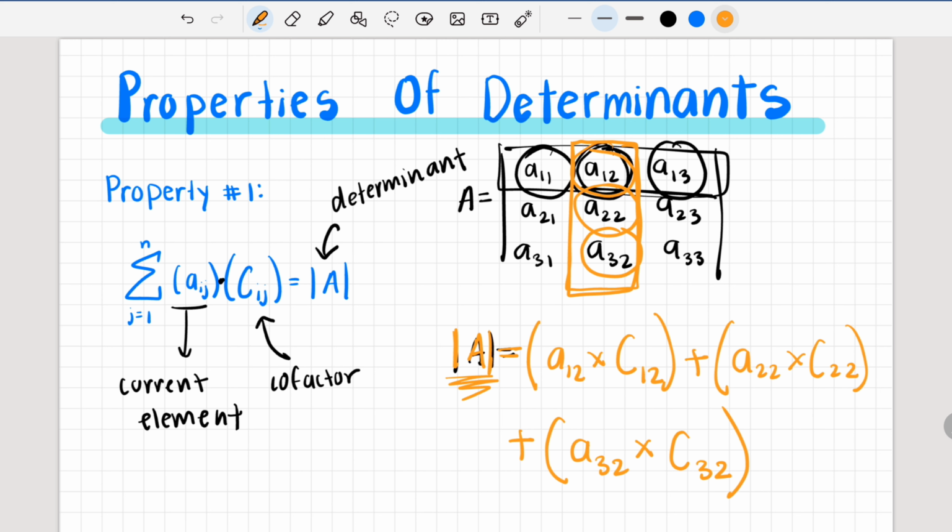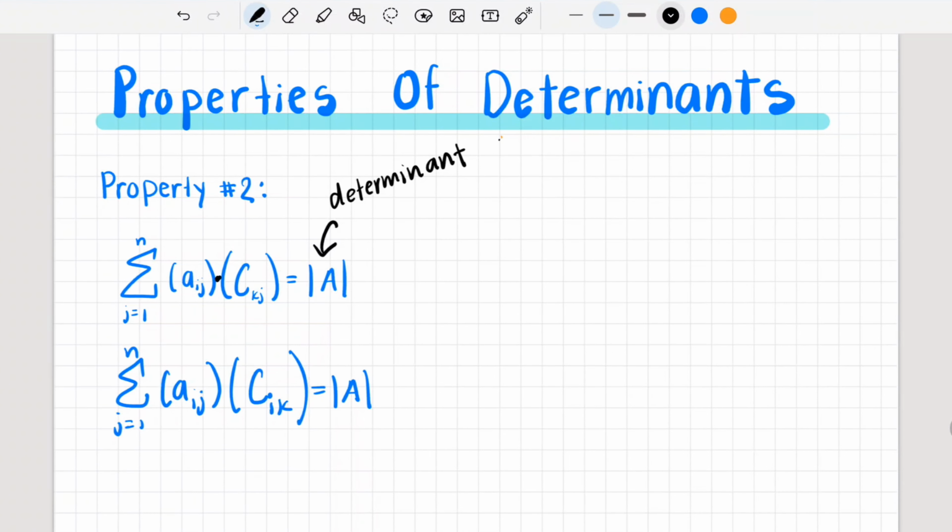So the main point here is that you need to stick with one column or one row. You can't have one element here and one element here. No, it has to be in a column or in a row. All right, now on to the second property. The second property is very similar to the first property, but where in the first property we were taking the cofactor of the element we were on, in this case it's a little different.